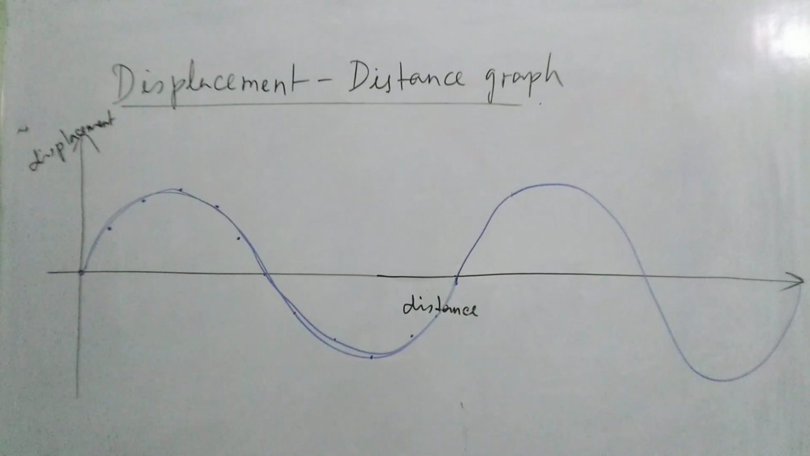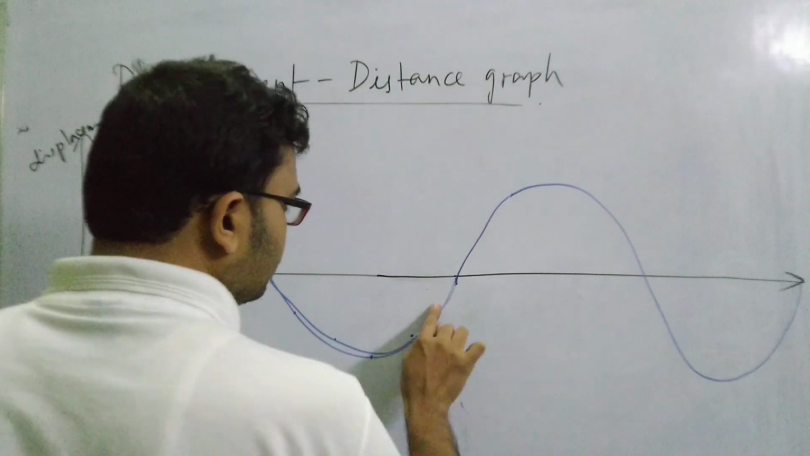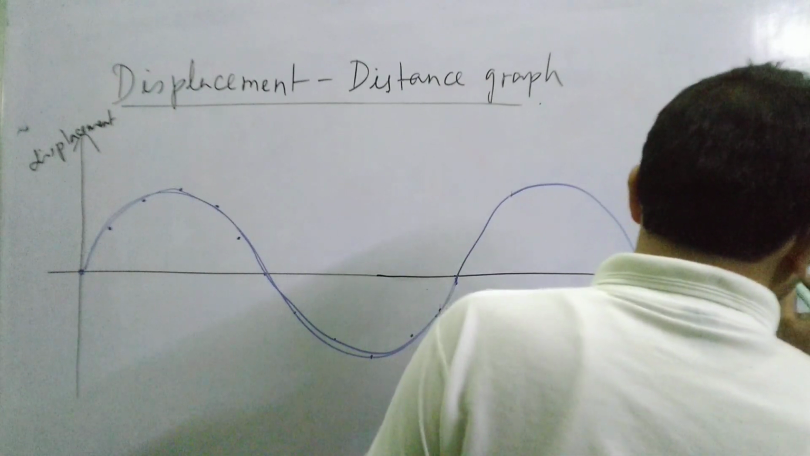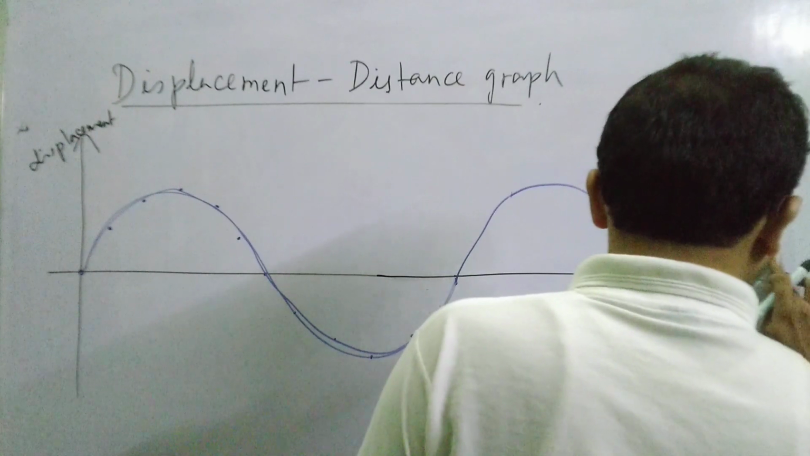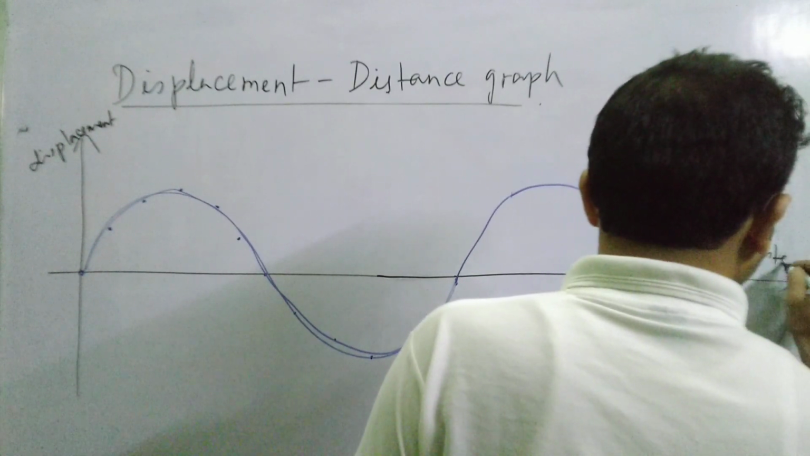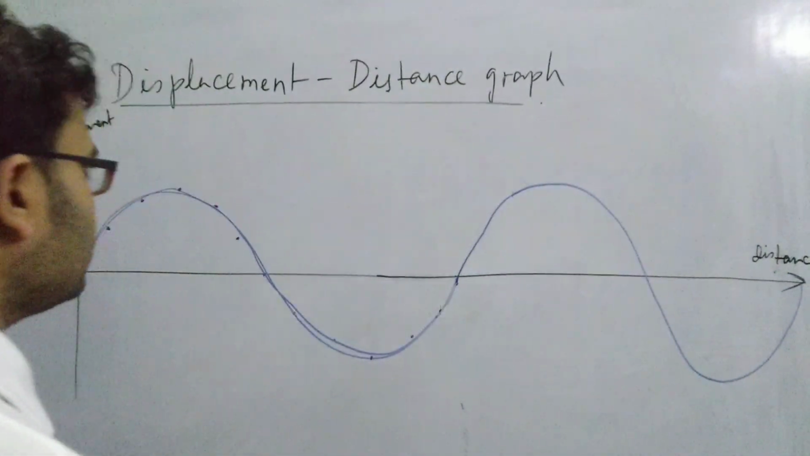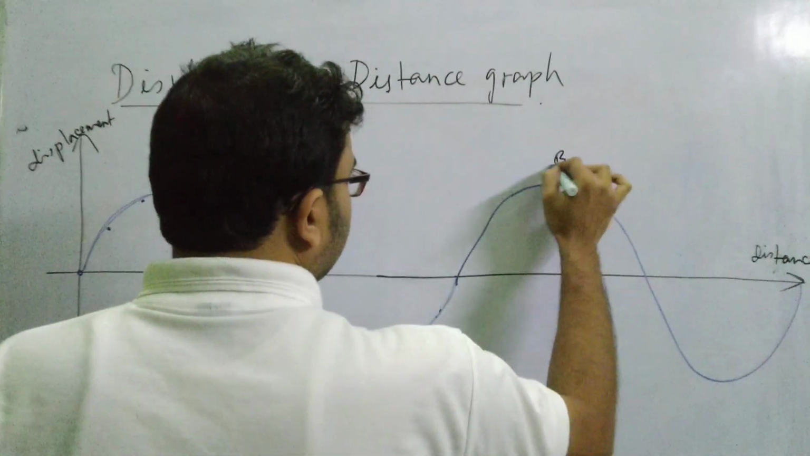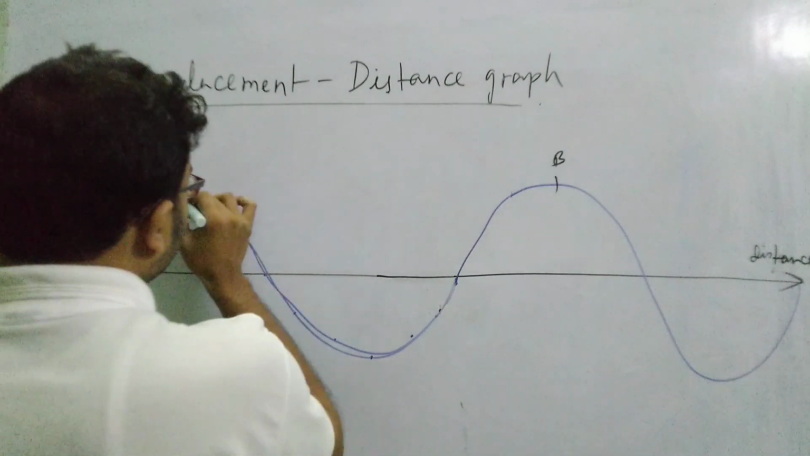So actually what is happening? If I consider two points on this graph, this is the distance we are plotting on the x-axis. Now if I consider two points, point A and point B, what does this distance denote? Actually this distance denotes the wavelength of the wave.